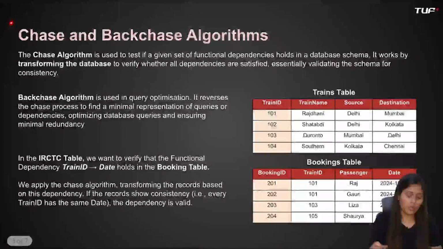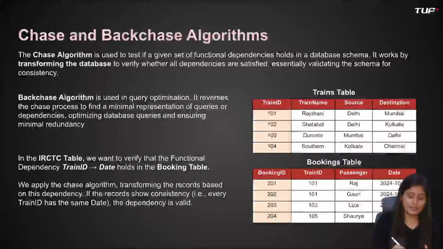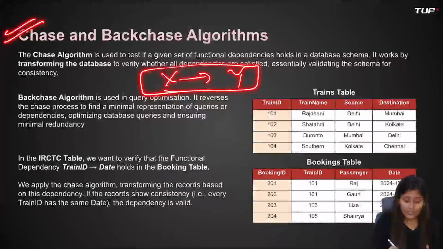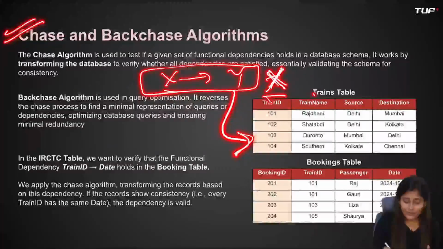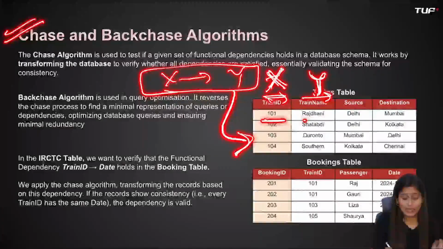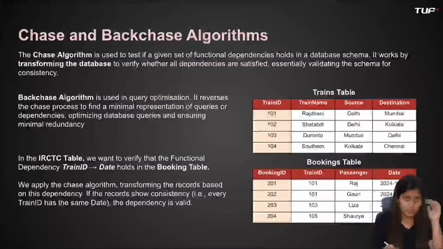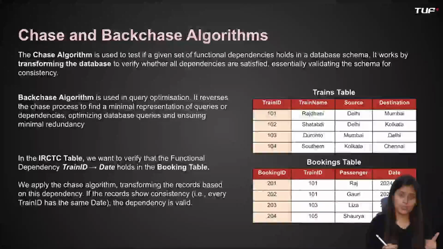Second is the chase and backchase algorithm. The chase algorithm is basically used to test whether a given set of functional dependencies holds in a database schema or not. If we say that X determines Y, this is a functional dependency. The chase algorithm says that you need to check in this table that for every X, let's suppose train ID, determines, let's suppose, train name. For the train ID 101, the train name will always be Rajdhani only. Is it true for every row or not? If it is so, then we are checking and confirming it by the chase algorithm.